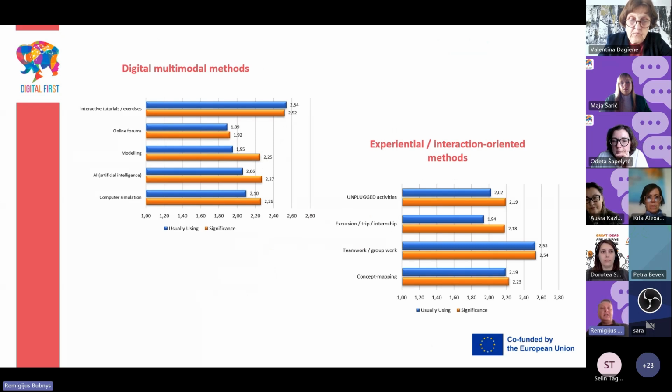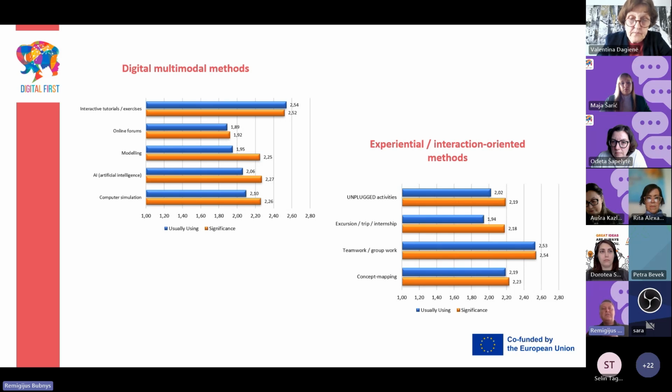Although digital multimodal methods and experiential interaction methods are considered important for student engagement and deep understanding, their use in ICT lessons is limited. Teamwork and group work are commonly used in informatics teaching and are seen as very important by teachers. This approach promotes cooperation, helps students develop teamwork skills, share responsibilities, solve problems, and work toward common goals.